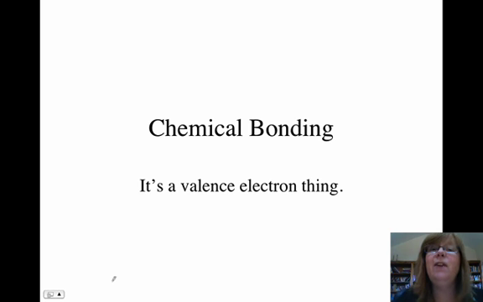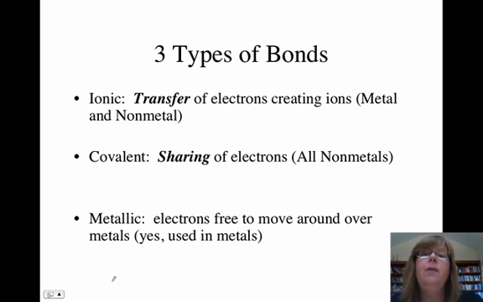Hi, this is the first video in a unit called chemical bonding. Bonding is what holds one atom to another atom within a molecule, and it all has to do with the valence electrons in the atom. There are three types of bonds that we're going to talk about. The first type is called an ionic bond.